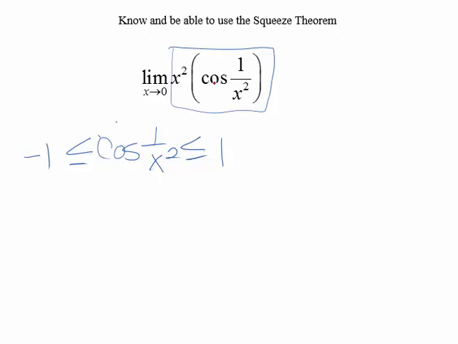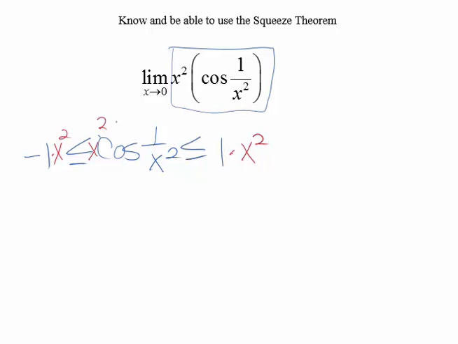However, I don't have cosine of 1 over x squared. I have cosine of 1 over x squared multiplied by x squared. So I can multiply it by x squared, but then I would need to do that to both ends. I now have two functions that I can squeeze the function that I was given between.